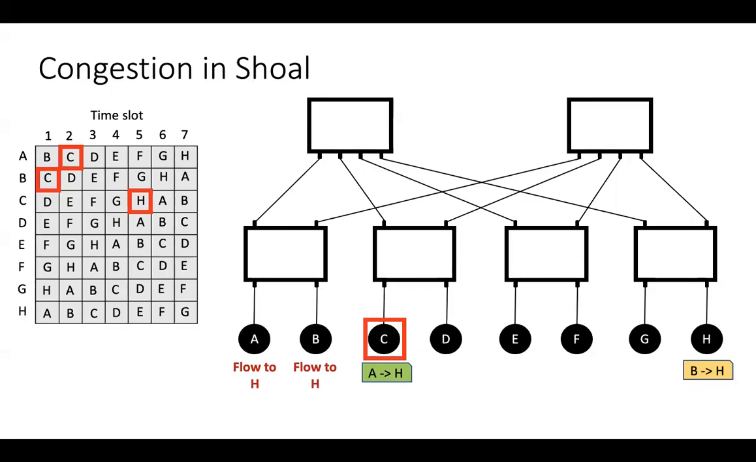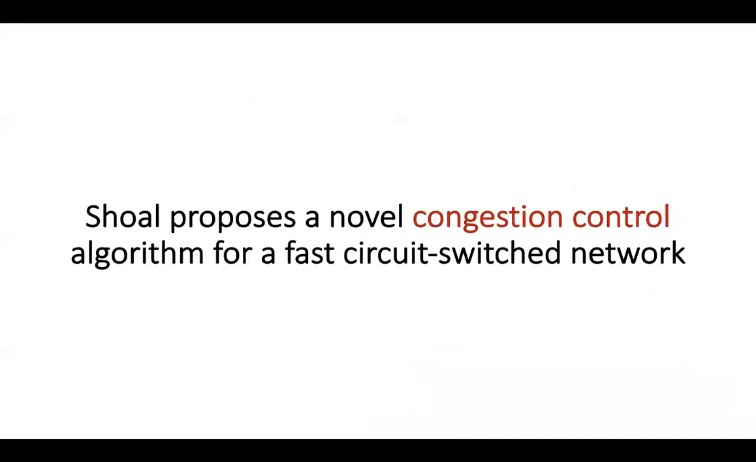So you see what's going on here. In every time slot, C receives two packets destined to H, but it can only forward one of those packets to the final destination. So over time, this queue will start to build up and you will get congestion. So what this really calls for is some sort of a congestion control mechanism on top of Shoal to handle this in-cast traffic pattern. This brings us to the second contribution of the paper, where Shoal proposes a novel congestion control algorithm for a fast circuit switch network.